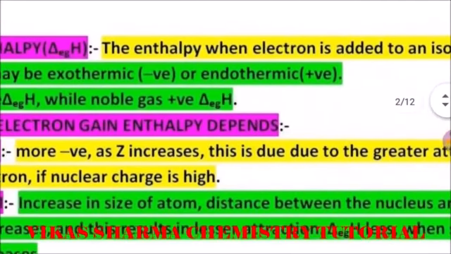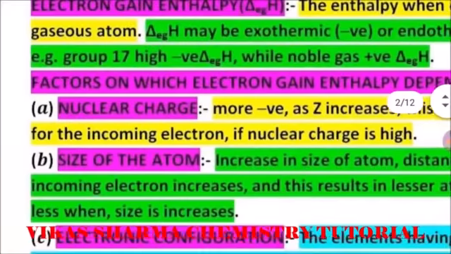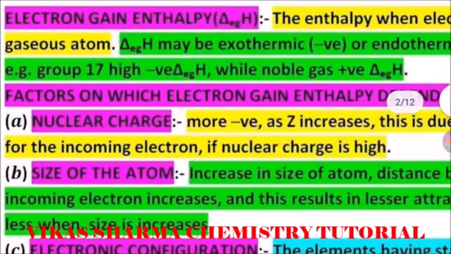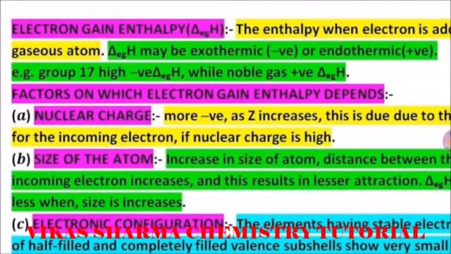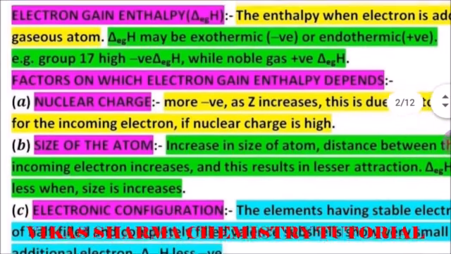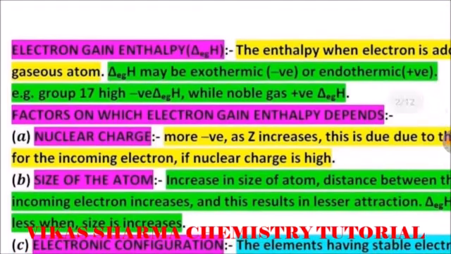So it is the enthalpy change when an electron is added to an isolated gaseous atom, meaning when an electron comes into the orbital. The energy involved in welcoming the electron into the orbital is known as electron gain enthalpy, because in this case the electrons are not removed, unlike in ionization enthalpy, where electrons are removed. So we call it electron gain enthalpy, ΔegH. ΔegH may be exothermic or endothermic, meaning heat is released or heat is required.